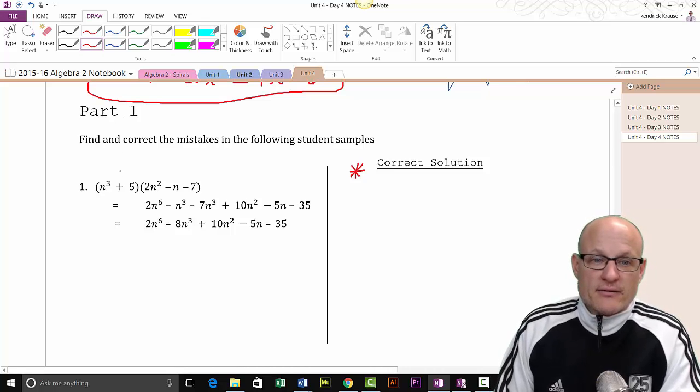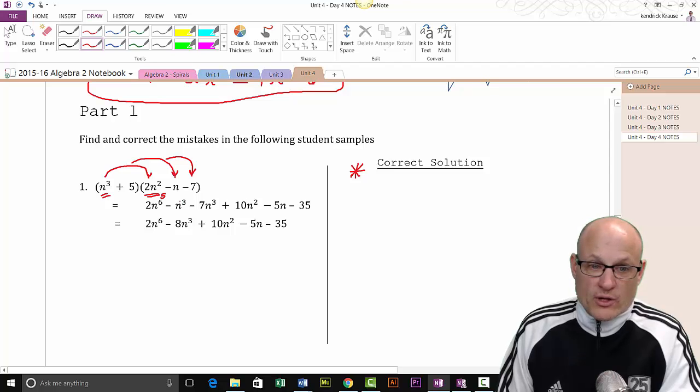Okay, you should be back then now if you've hit pause. So we're going to double distribute. So this gets multiplied here, here, and here. So n cubed times 2n squared, you have to add the exponents. So this should be a 5. So already there's where one of our problems is. And then n cubed times negative n is negative n to the 4th. So we got errors all over the place.